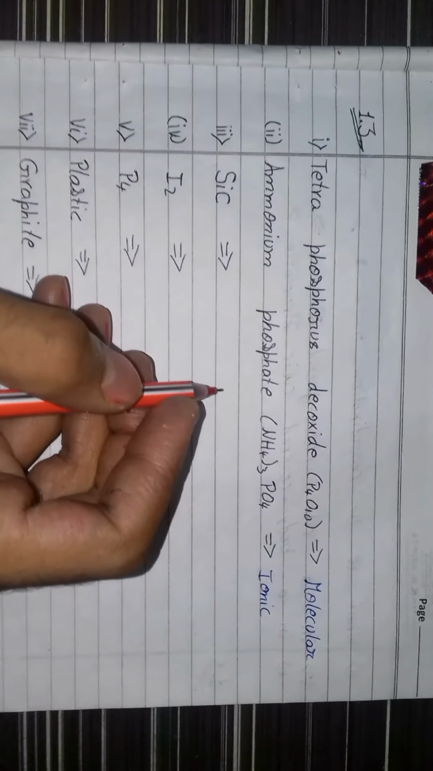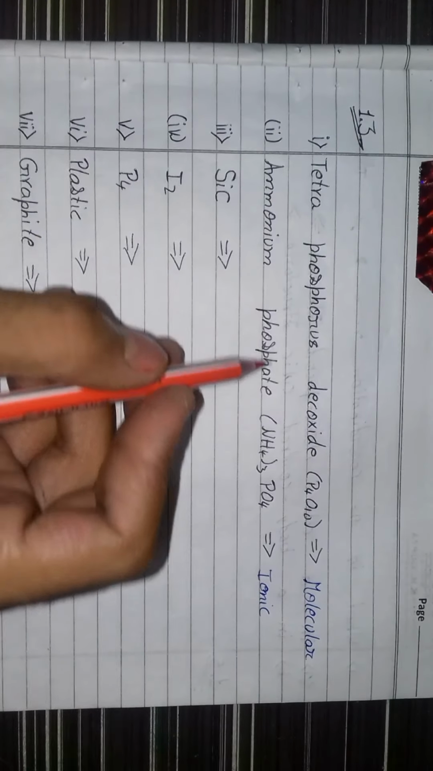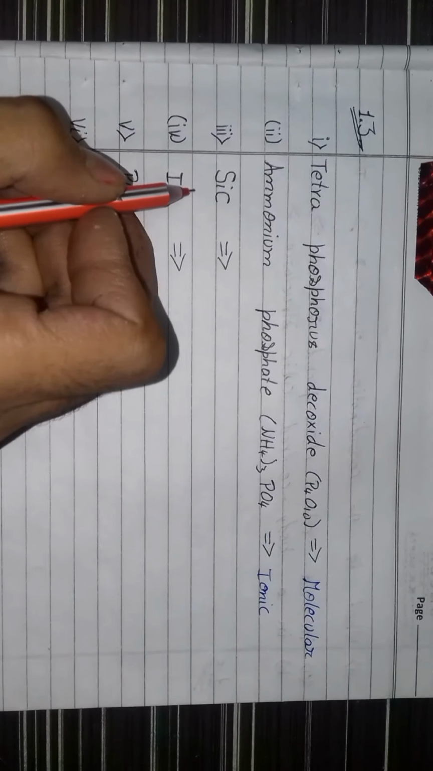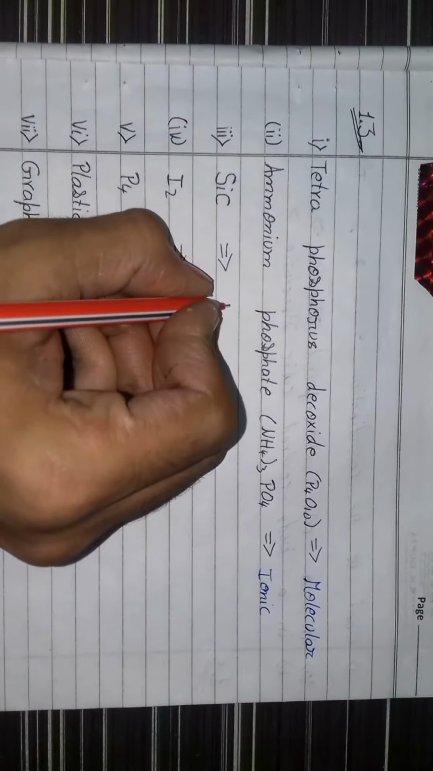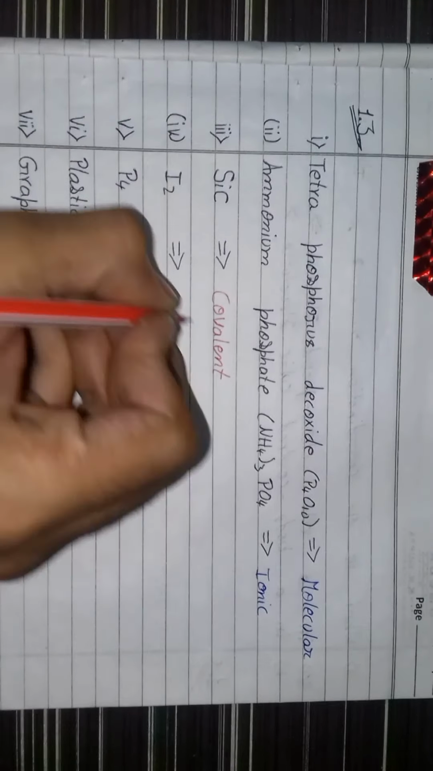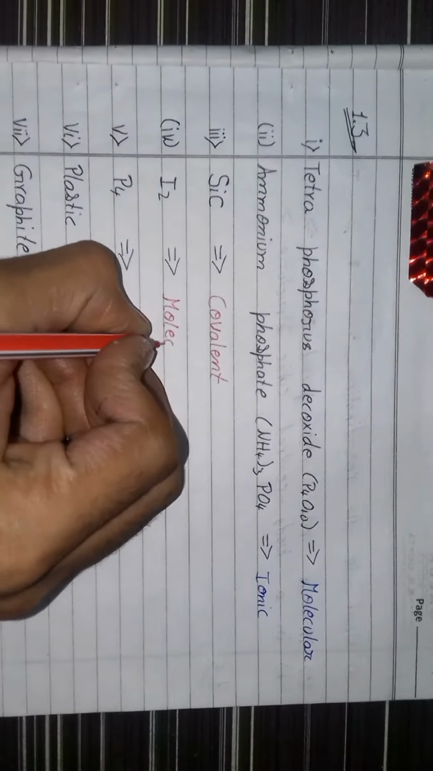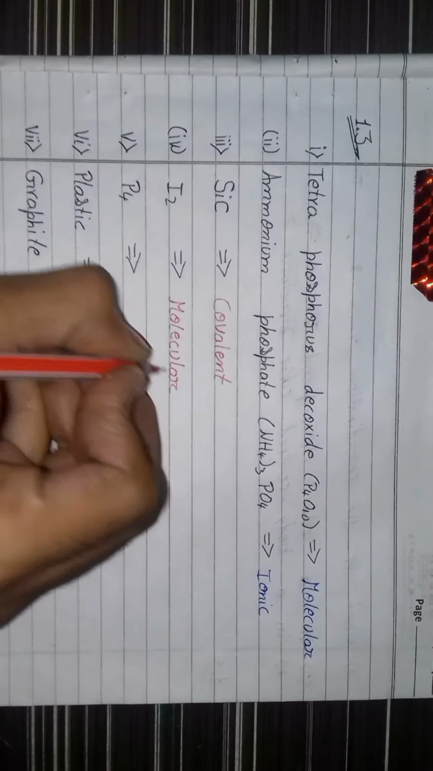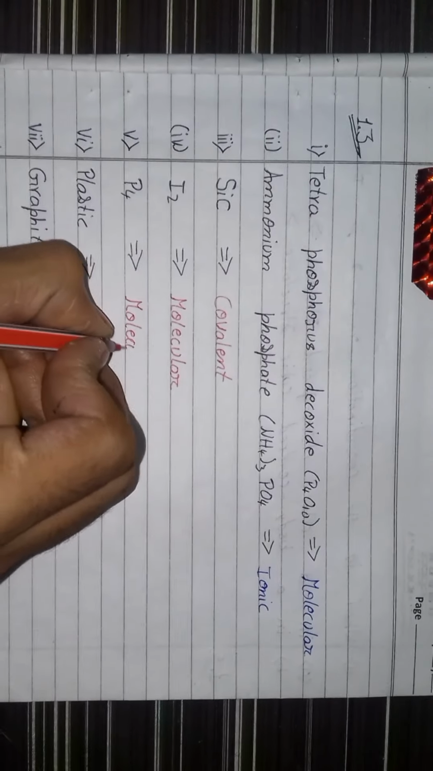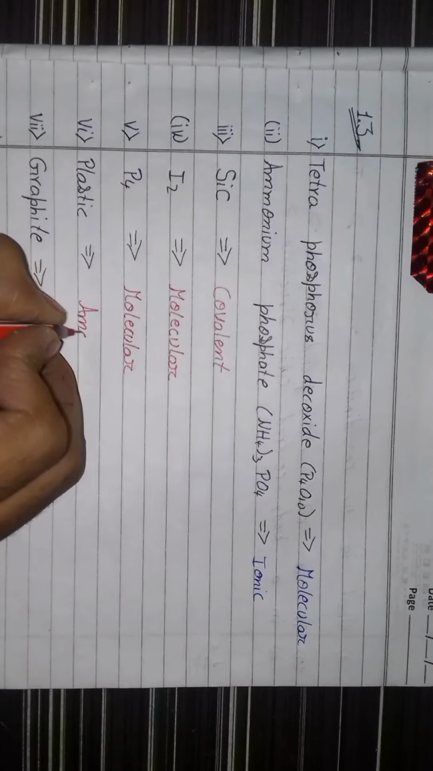Now the third question is: we have to classify the following solids. First one is tetraphosphorus dioxide, it is molecular. Second is ammonium phosphate, which is ionic. Third is SiC, it is covalent. Fourth one is I2, it is molecular. Fifth one is P4, which is also molecular in nature. Sixth is plastic. We know that plastic is an amorphous solid.